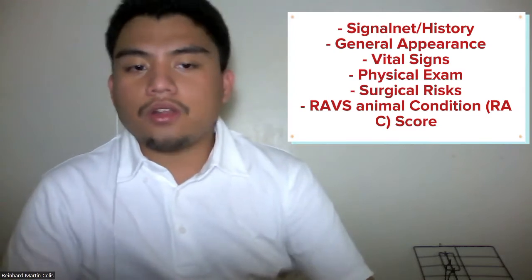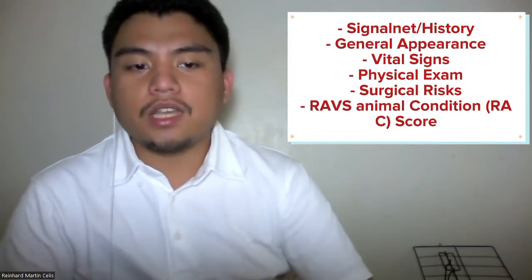It entails the most basic function in any of the exams, such as allowing us to evaluate the medicine to be administered, the risks included in surgery, and the health of the patient, and to evaluate how the animal is to be admitted before procedures can be allowed. Such includes the following: signalement, history, general appearance, vital signs, physical exam, surgical risk, and lastly, the RAC, or Animal Condition score. Signalement and history allow us to further understand what type of patient is being admitted to the clinic.